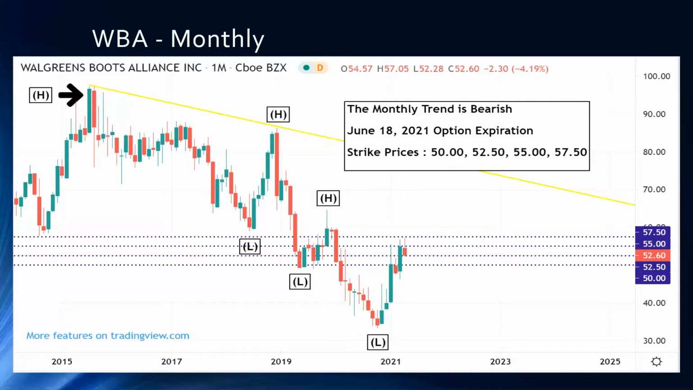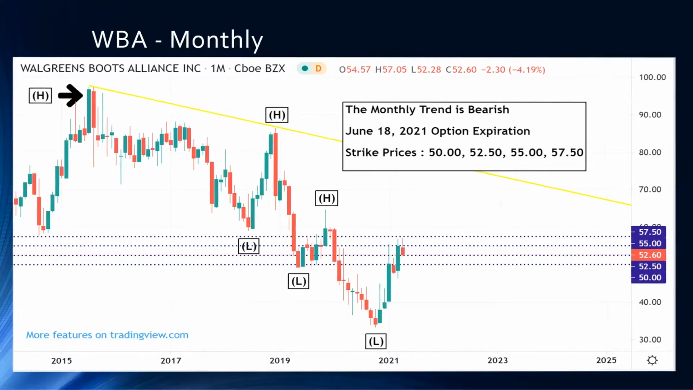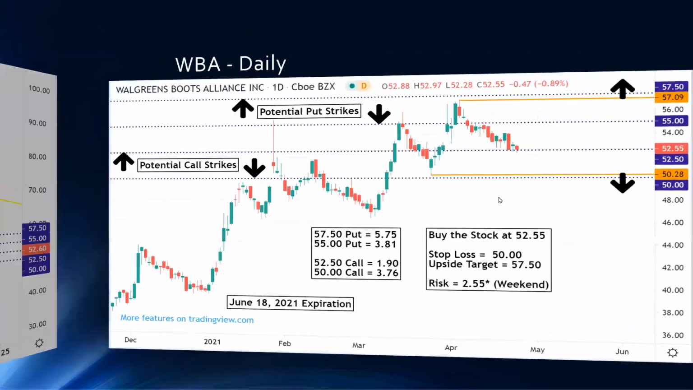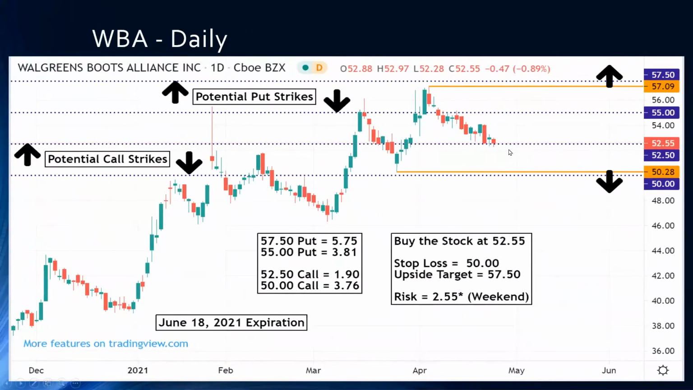To make this a little clearer for you, the strike prices here are the $50 strike price, the $52.50, the $55, and the $57.50 strike prices. They all have a June 18th, 2021 option expiration. Once again, the monthly trend is bearish. So our stock was trading in between the 52.50 and 55 even. Let's go to the next slide to make it a little easier on a daily chart here. Now if you look at this, and let's say that you are looking to buy the stock, it would cost you $52.50 a share.